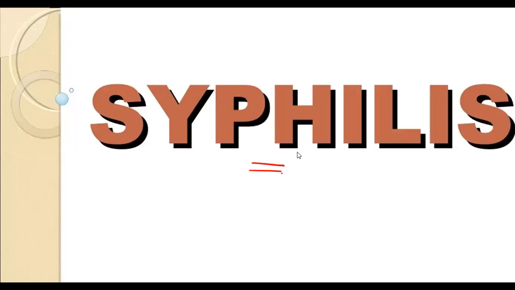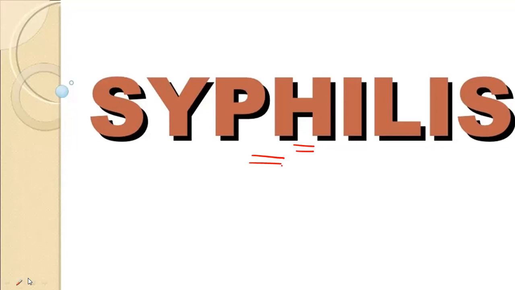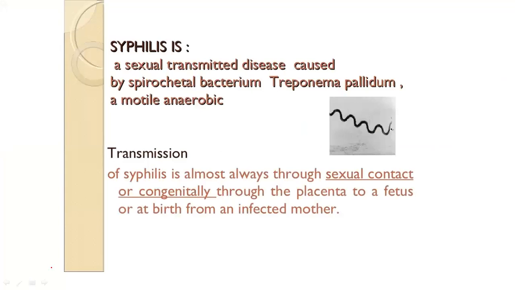So today we will discuss syphilis, which is very important from an examination point of view. Basically, it is caused by Treponema pallidum. It is a sexually transmitted disease and a spirochetal bacterial disease caused by Treponema pallidum. Just remember this: it is a motile anaerobic bacterium.